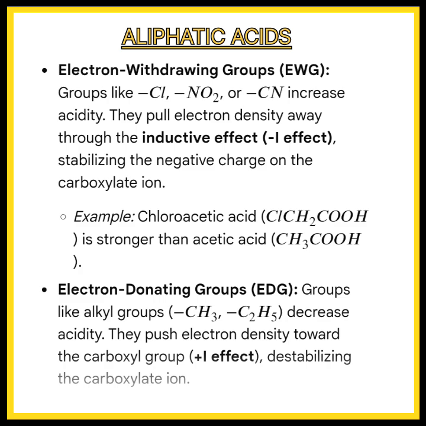Electron donating groups like alkyl groups decrease acidity. They push electron density towards the carboxylic group, destabilizing the carboxylate ion.